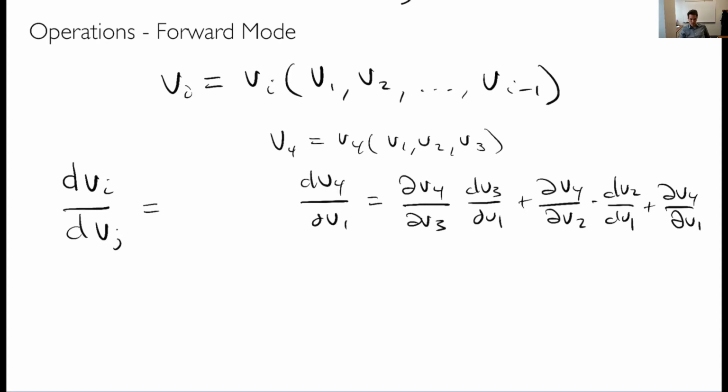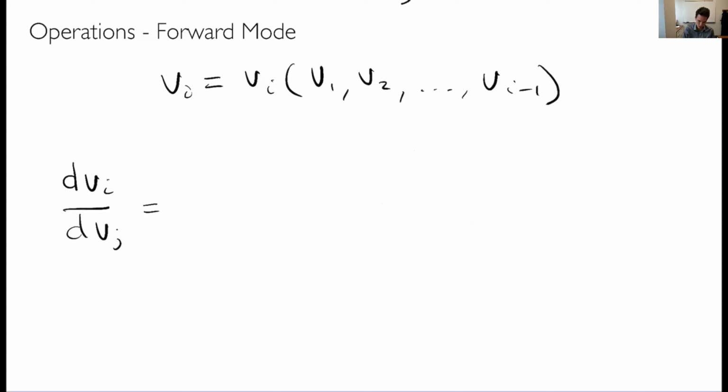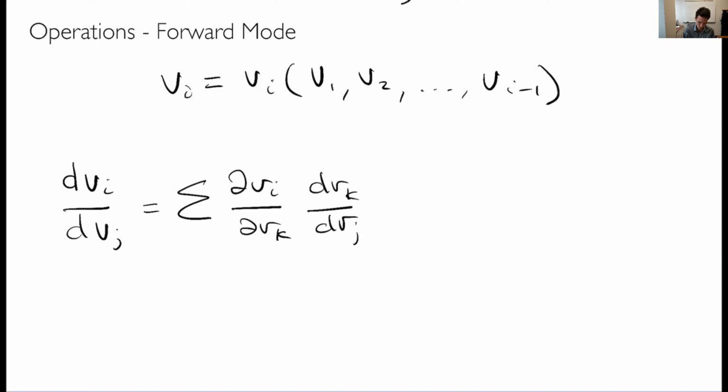If you haven't seen this for a while, I'd encourage you again, look in the appendix at the chain rule and things. But let me just write this generally. That was just a specific case. You can see there's going to be this sum. So I'm going to have to do a summation of the partial of Vi with respect to Vk times the derivative of Vk with respect to Vj.